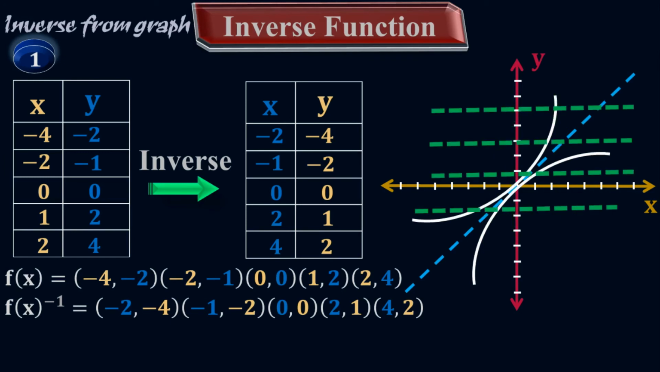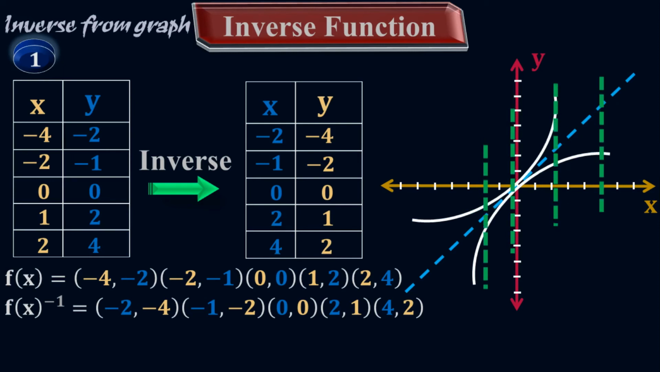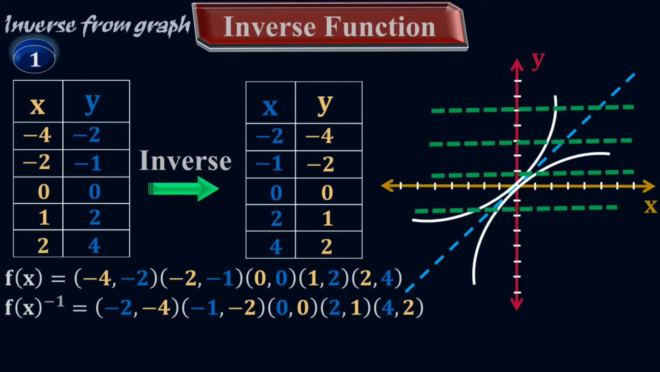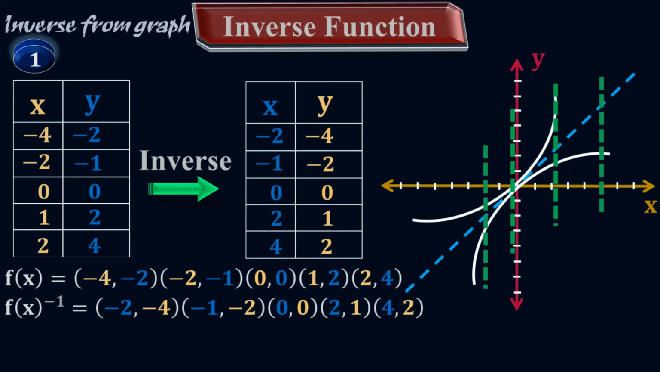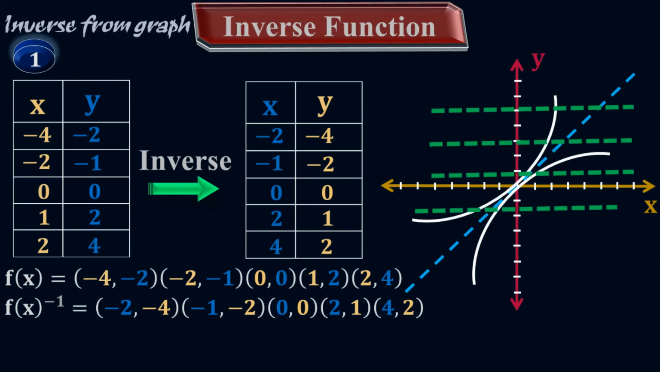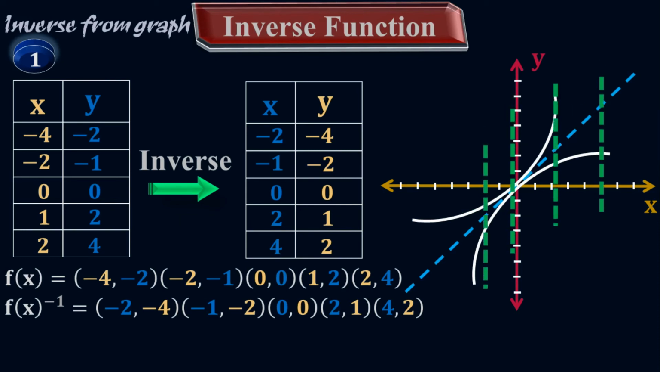Why do I say that the given function must pass the horizontal line test? Because ultimately, these horizontal lines become the vertical lines for the inverse function. If the original function passes the horizontal line test, it means the inverse passes the vertical line test. Now the inverse function, to be a function, must pass the vertical line test. This line touches the inverse function graph here only, and this line touches it here. The third one touches here only.